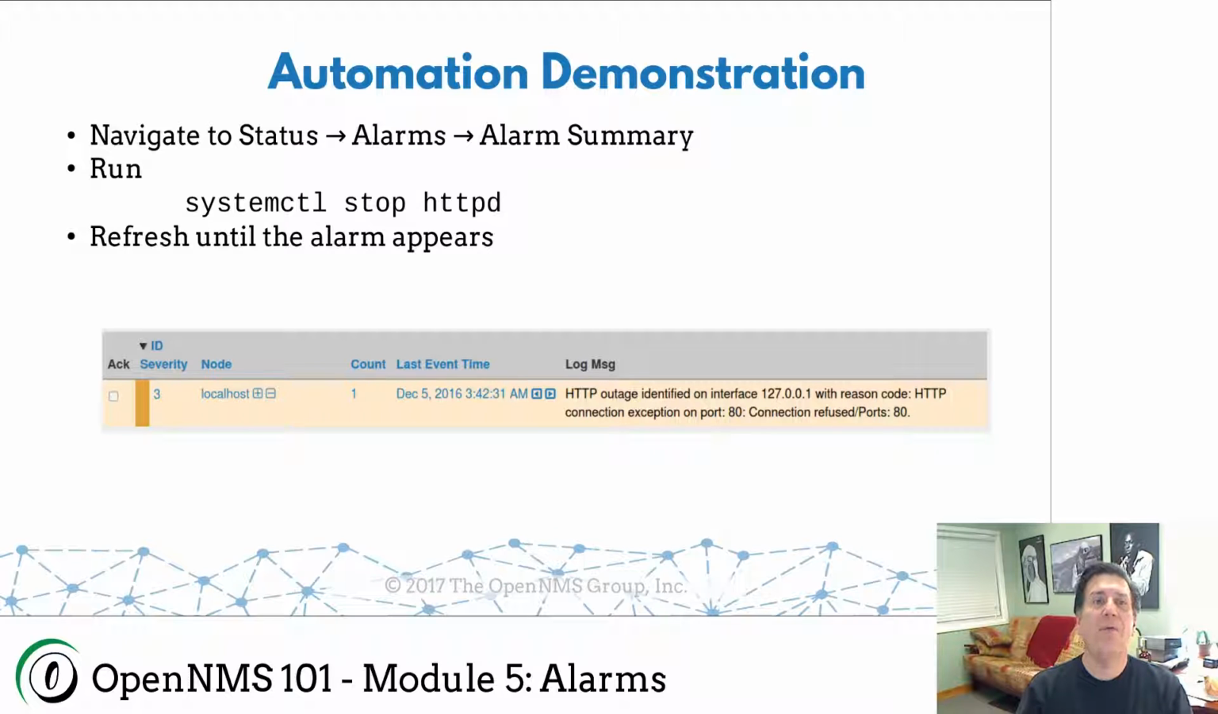And now if we stop the service, which is what we did, we're going to get an alarm that says, hey, HTTP outage has been identified on 127.0.0.1 with a reason code connection exception. This is another kind of cool part. We're going to talk in a later lesson about monitoring. We haven't got there yet. But when there is a problem with a lot of our default monitors, it will tell you the reason.